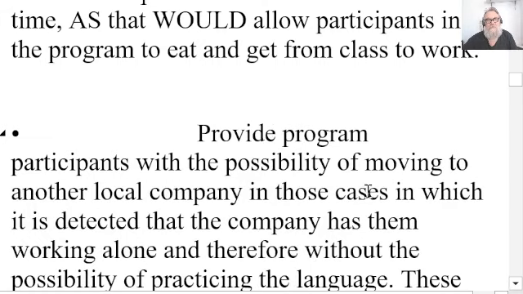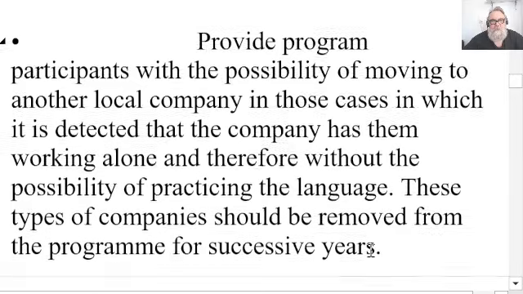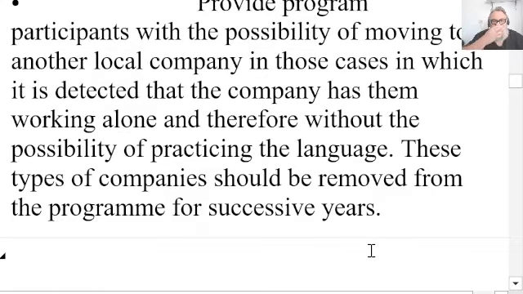Provide program participants with the possibility of moving to another local company in those cases in which it is detected that the company has them working alone and therefore without the possibility of practicing the language. These types of companies should be removed from the program for successive years.